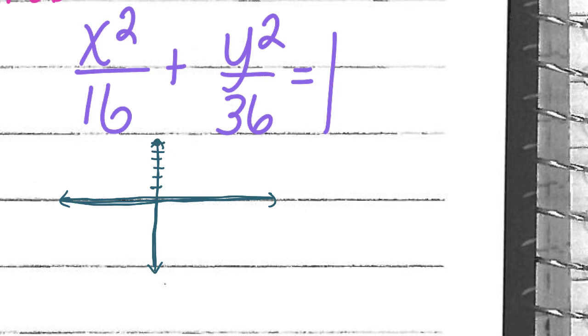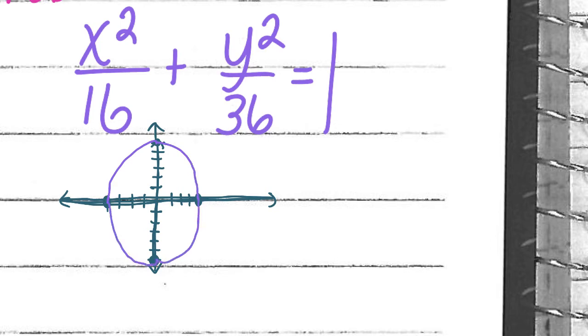Oh, I just made it. I have to extend that. 6 units to the bottom because I needed the square root of 36. And under the x, I need the square root of 16, which is 4. So I'm going to go 4 to the right and 4 to the left. And when I draw this ellipse, I'm going to draw it in purple. It looks just like this.